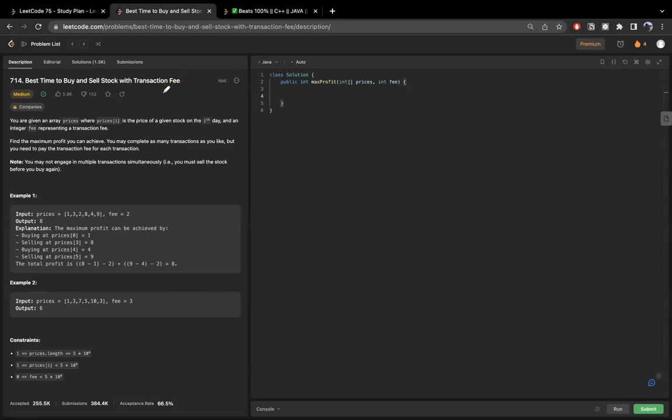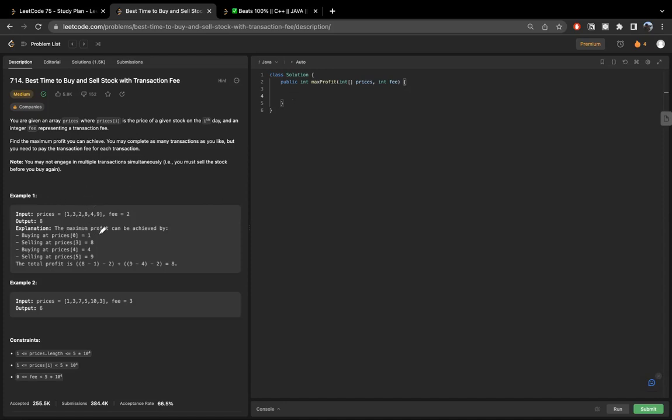First, whenever you are selling the stock, the actual profit will be deducting the fee from it. And second, you cannot buy another stock until you have sold the current buy you have done. So these are the two things, and you can see the example.